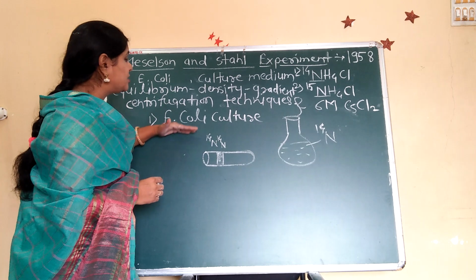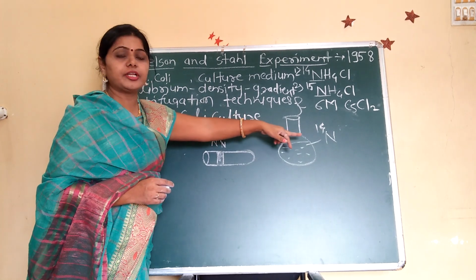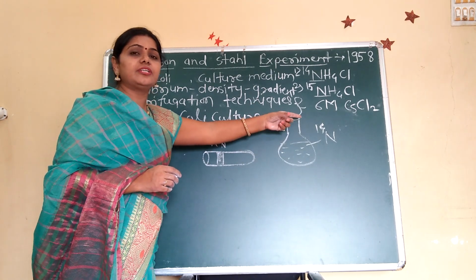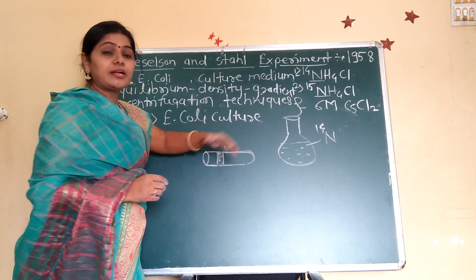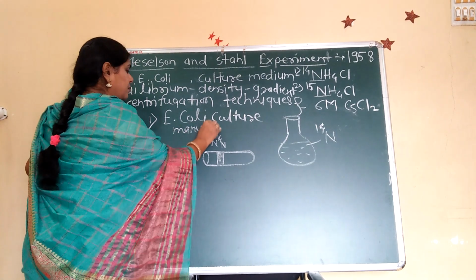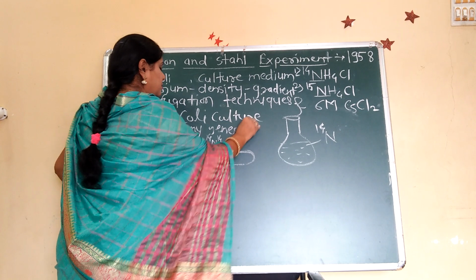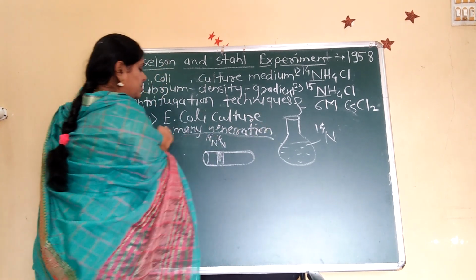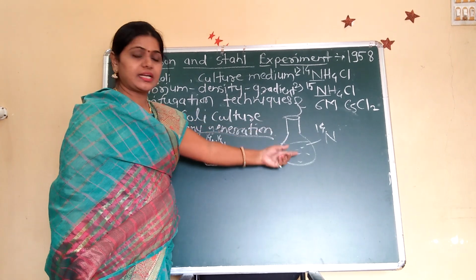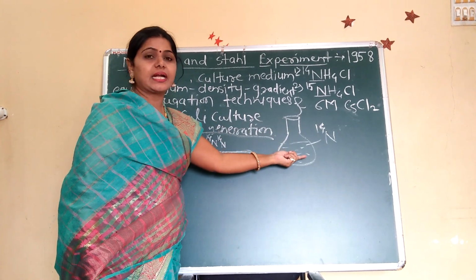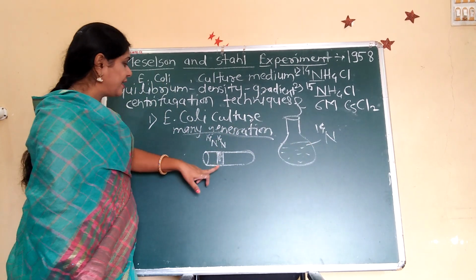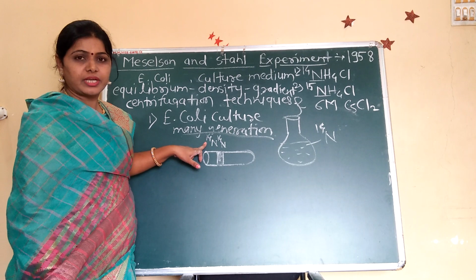Then they culture the E. coli bacteria in N14 medium, or ammonium chloride medium, where the nitrogen is N14. They culture many generations, which is the most important thing here. The bacteria regenerate for many generations in this medium, and so their DNA shows N14.